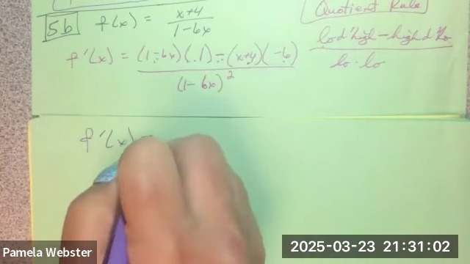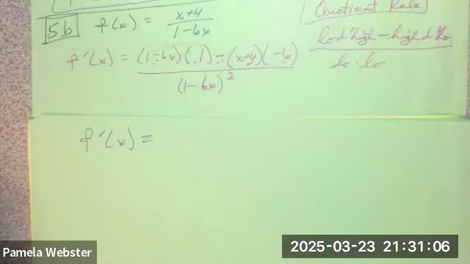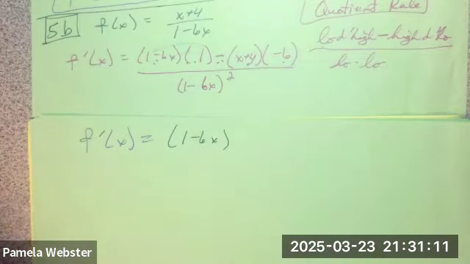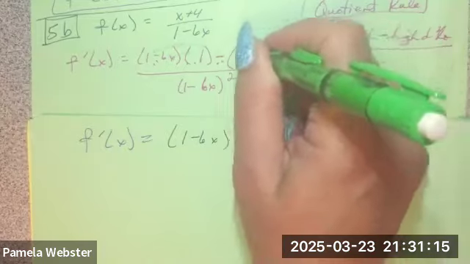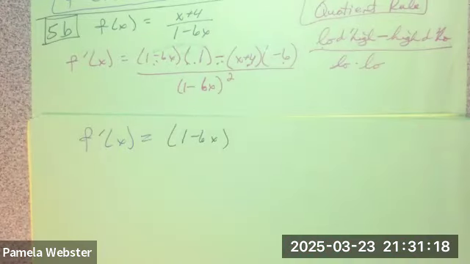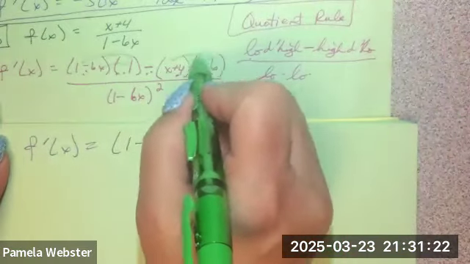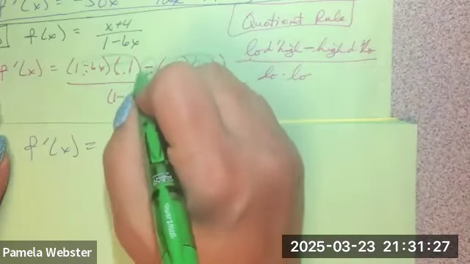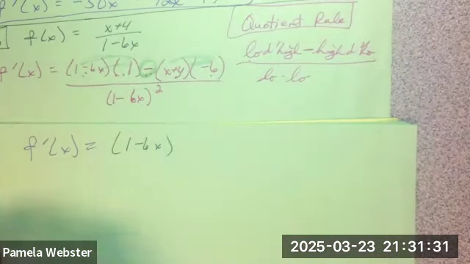F prime of x equals, well, this part right here is nice because when I distribute the 1, it doesn't change anything. That's good. 1 minus 6x. But this part's going to be a little bit messier, for two reasons. One is that I'm distributing that negative 6 through, right? And the other is that I need to distribute this negative sign out in front through. So be careful with that. Let's do it properly.